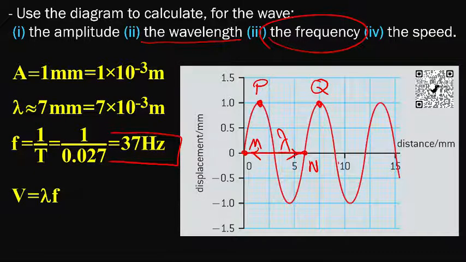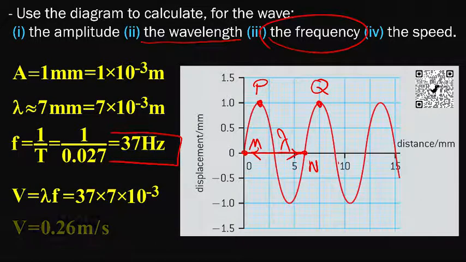And at last, the speed of the wave will be the multiplication of lambda and the frequency. In SI units, I will have 0.26 meters per second. Of course, this is the speed at which we have energy transfer.